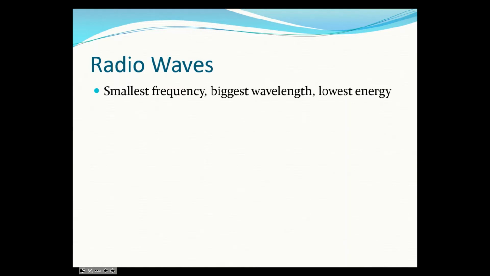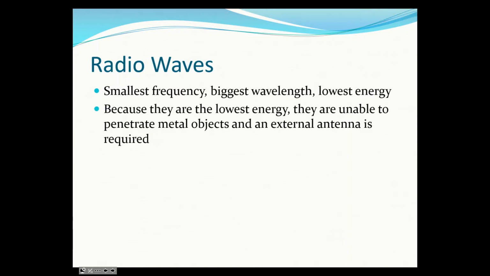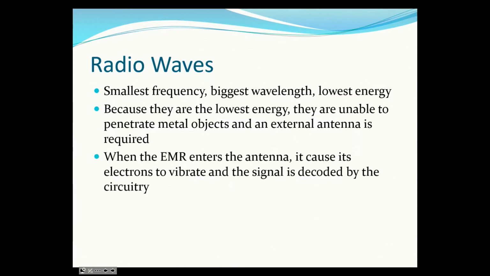So radio waves are the lowest energy, and because they have such a low energy, they are unable to penetrate metal objects, and that's why you need an external antenna for FM and AM radio. You need an antenna on your car because the radio waves are so low energy they can't get inside of your car, so you need that external antenna. So when EMR enters the antenna, it causes electrons to vibrate in that antenna, and that vibration of electrons is a signal, and is decoded by the circuitry in your radio, which is really cool and amazing technology.